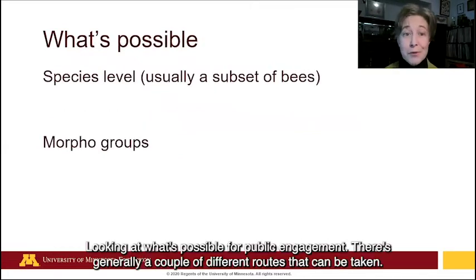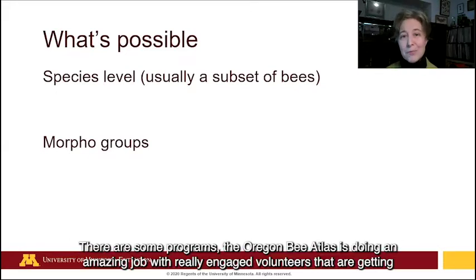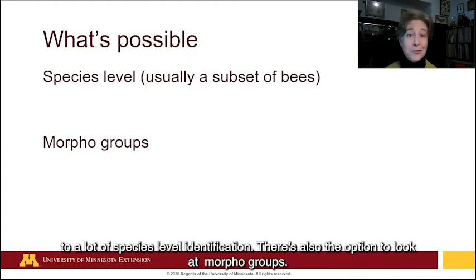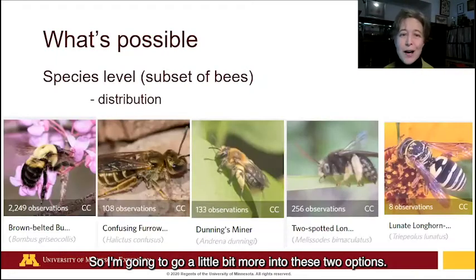Looking at what's possible for public engagement, there's generally a couple different routes that can be gone. One is using species level identification of bees. This is usually able to be done with a subset of bees. There are some programs, the Oregon Bee Atlas is doing an amazing job with really engaged volunteers that are getting to a lot of species level identification. There's also the option to look at morpho groups. So I'm going to go a little bit more into these two options.